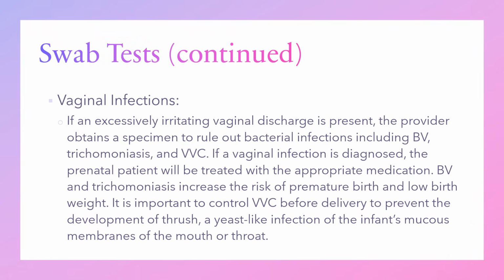For vaginal infections, if an excessively irritating vaginal discharge is present, the provider will get a specimen to rule out any bacterial infections, and then they're going to be treated properly. BV and trichomoniasis increase the risk of premature birth and low birth weight, so it's important to control it before delivery to prevent the development of thrush, which is a yeast-like infection of the infant's mucous membranes of the mouth or throat.